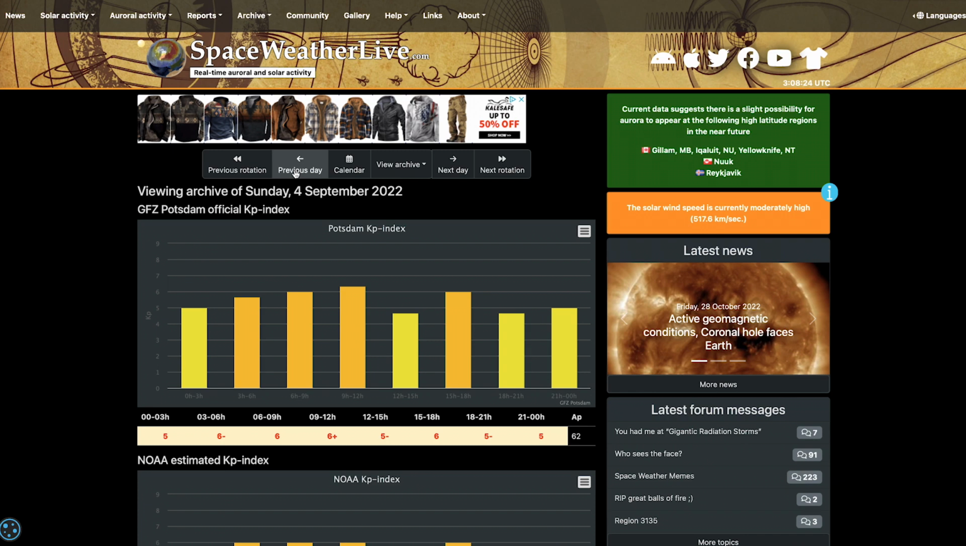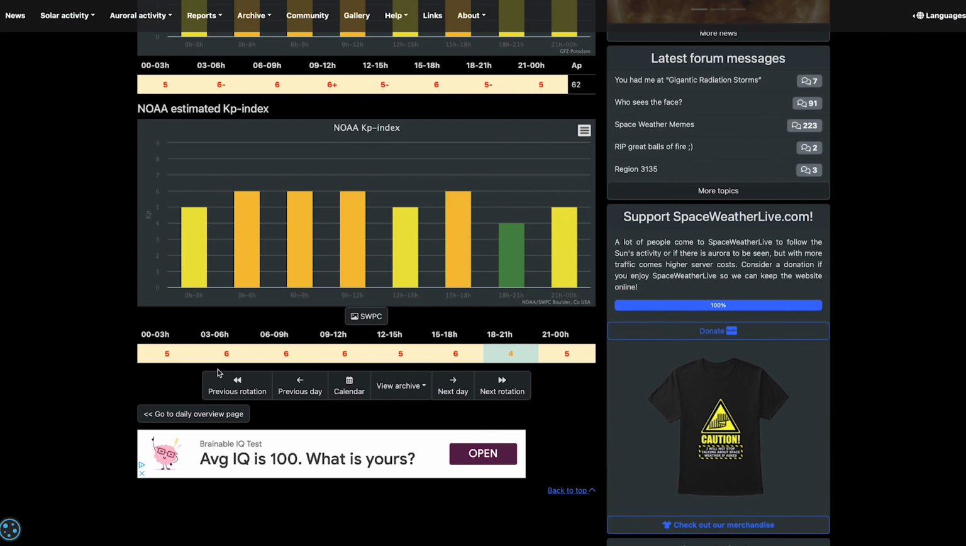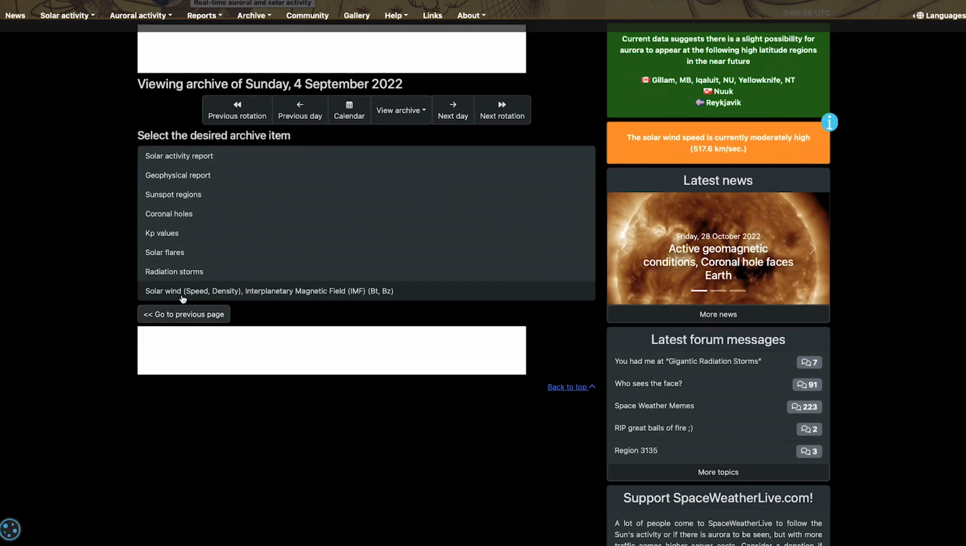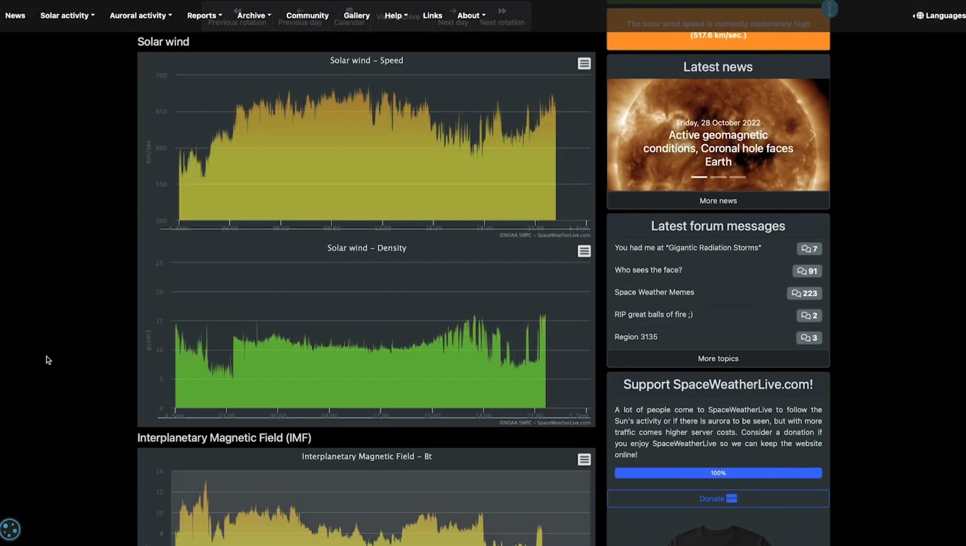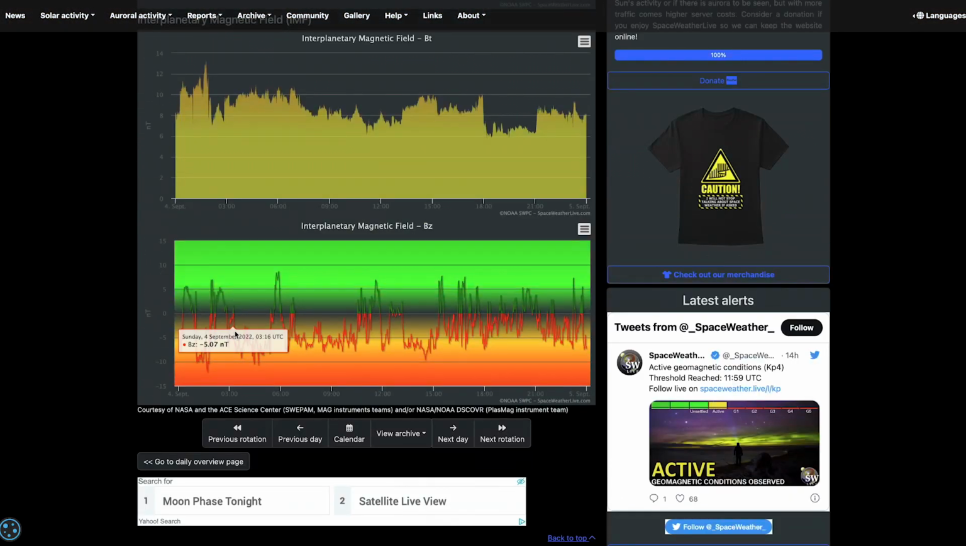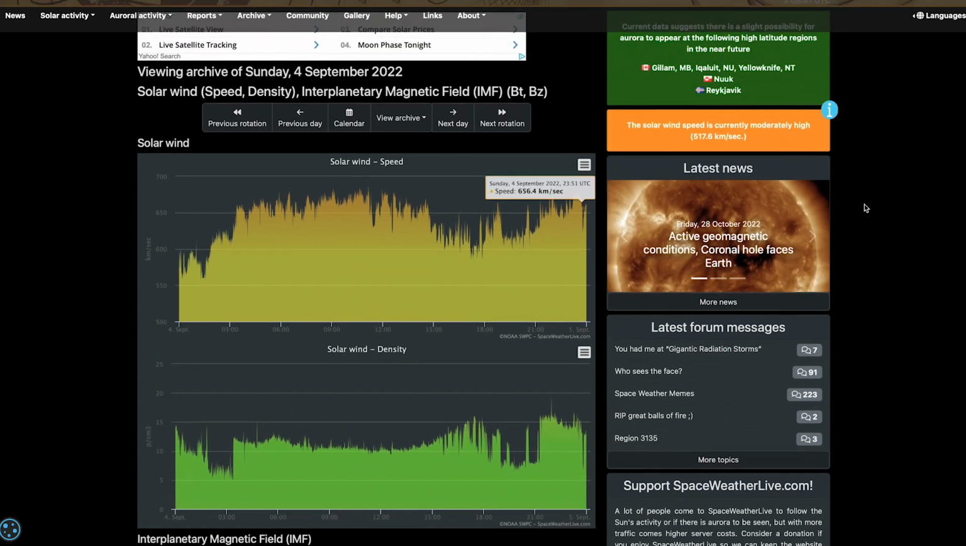We could also look at any of the other data if we want to, such as the solar wind data. If you want to see what the BZ was doing during that stretch, you can find 6, sometime about right here. You can see what the data was doing for any day, for any time.